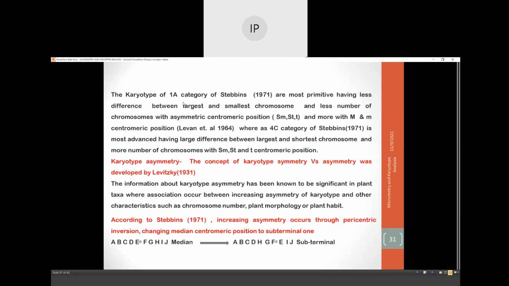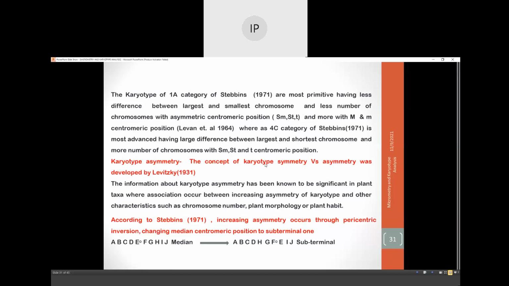The karyotype of the 1A category of Stebbins is the most primitive, having less difference between the largest and smallest chromosome and fewer chromosomes with asymmetric centromeric position, that is SM, ST, T, and more with absolute median and median centromeric position as per Levan et al. 1964, whereas the 4C category of Stebbins is the most advanced, having a large difference between the largest and smallest chromosome and a greater number of chromosomes with submedian, subterminal and terminal centromeric position.